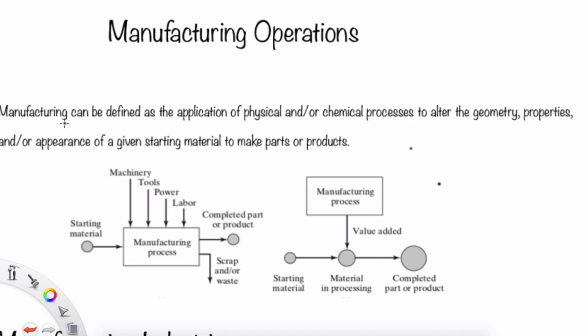Manufacturing can be defined as the application of physical and/or chemical processes to alter the geometric properties and/or appearance of the given starting material to make parts or products. Okay, that is the basic definition of manufacturing.